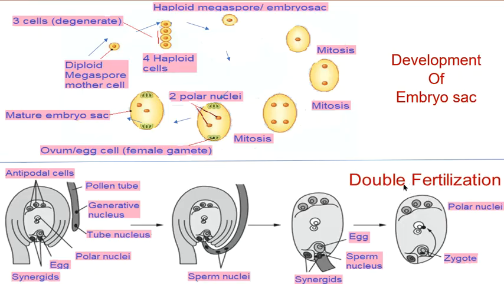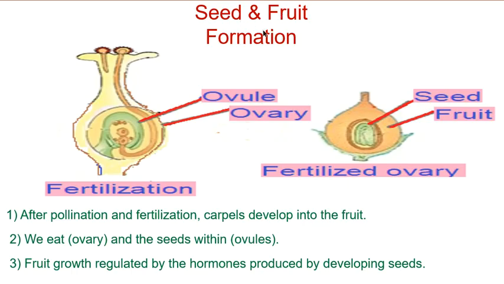Clear, students? Moving forward, seed and fruit formation. Finally, sexual reproduction in angiosperms ends with seed formation. This is the stigma and pollen grain. The pollen tube is developing. The style is assisting the pollen tube to reach the ovule. Here are two synergids, one egg cell, and two pollen nuclei.